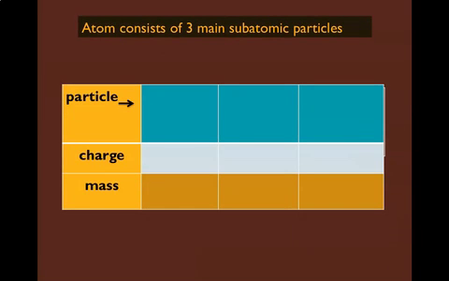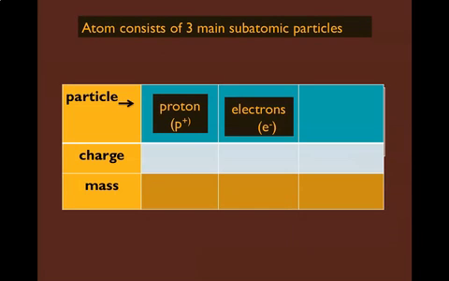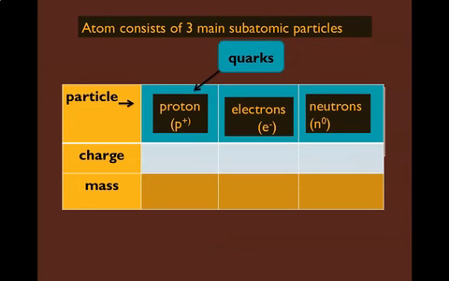So the atom consists of three main subatomic particles. Hopefully this is a little bit of review. We've got protons, electrons, and neutrons. Quarks can make up protons and neutrons, so they're even broken down further. The charge of a proton is positive. You can remember that because they both start with a P. Electrons are negative. Neutrons are neutral, which means they have no charge or zero.